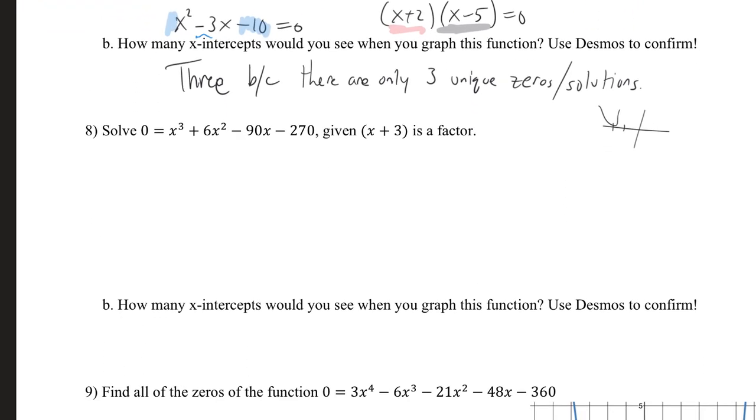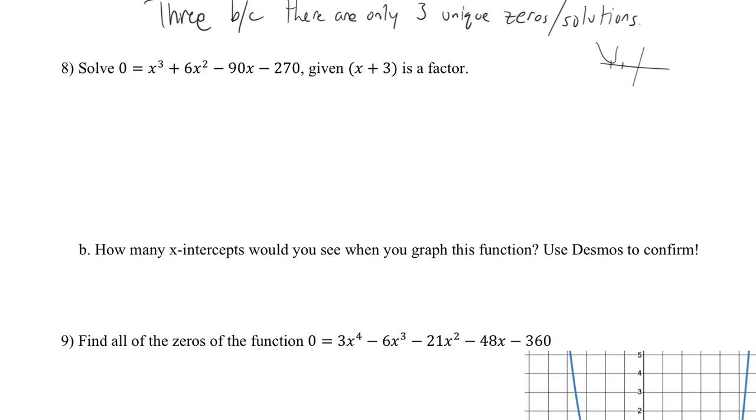Next problem, same idea. We're going to solve this guy, given a factor again. So just stop and take note of what we got here. We're solving. And we've got x cubed, so we should be expecting to see 3 x's when we're done. And just like before, let's get rid of that one that we know. So I know negative 3 is going to be my 0 there.